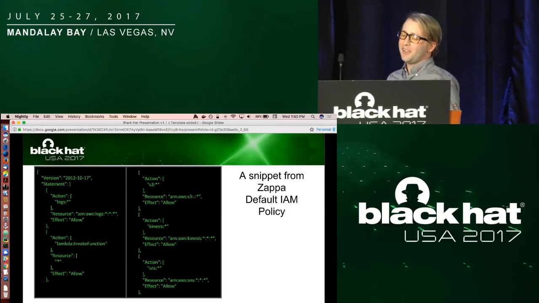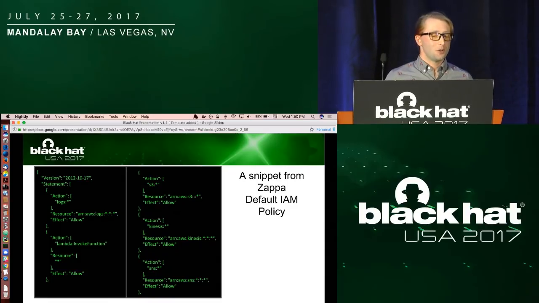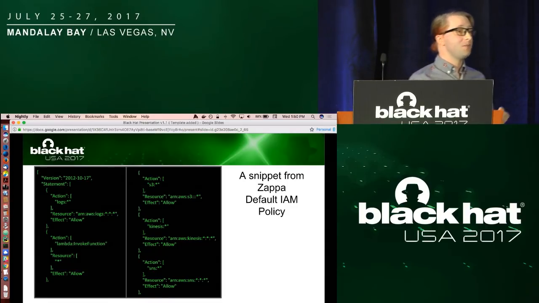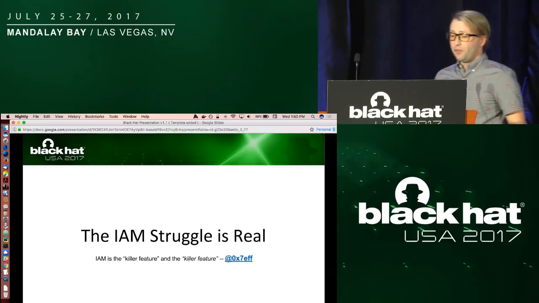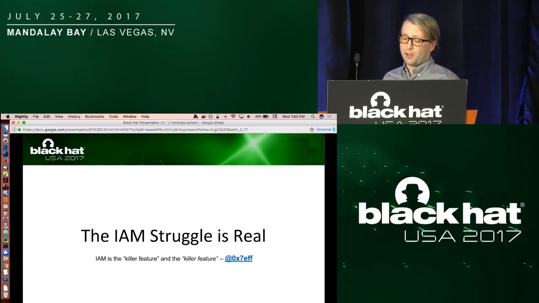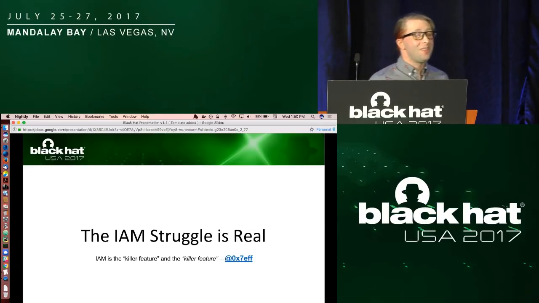So this is a snippet out of the default IAM policy for Zappa. You see it has a lot of stars in there, which if you do AWS stuff, you know is bad because you can interact with a ton of resources. So the IAM struggle here is very, very real. My boss likes to say IAM is the killer feature and the killer feature.